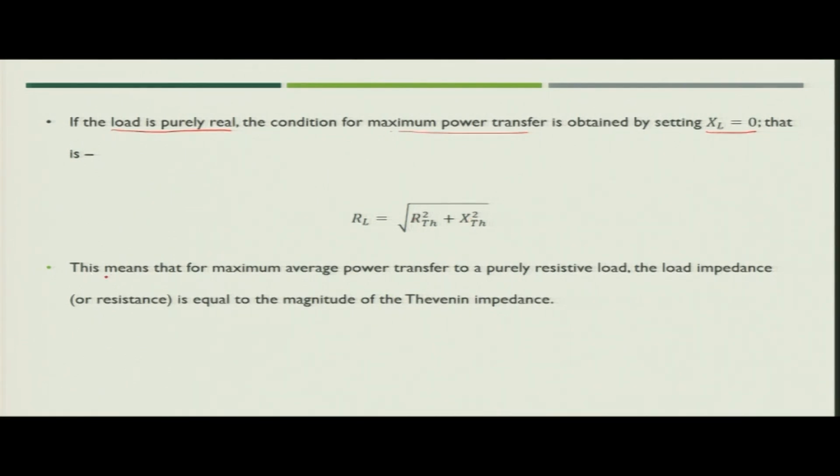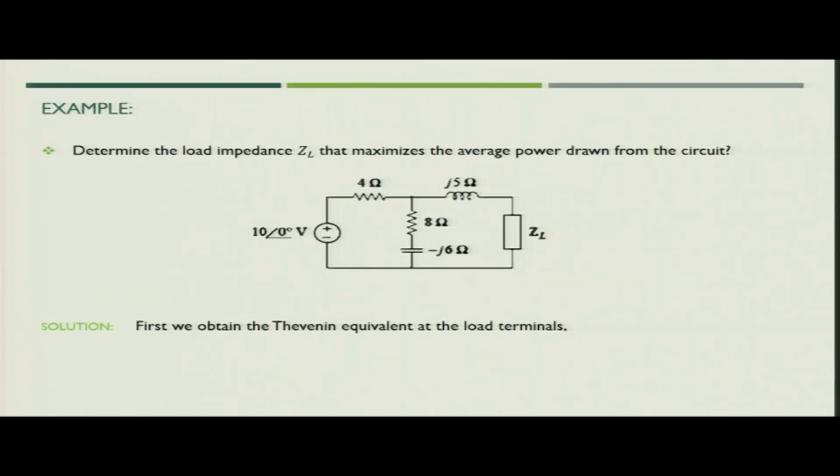So, what does it mean? That means that for maximum power transfer to a purely resistive load, the load impedance, that is the resistance in this case, will be equal to the magnitude of the Thevenin impedance. Now, we will use the maximum power transfer concept to determine the load impedance ZL that maximizes the average power drawn from the circuit.